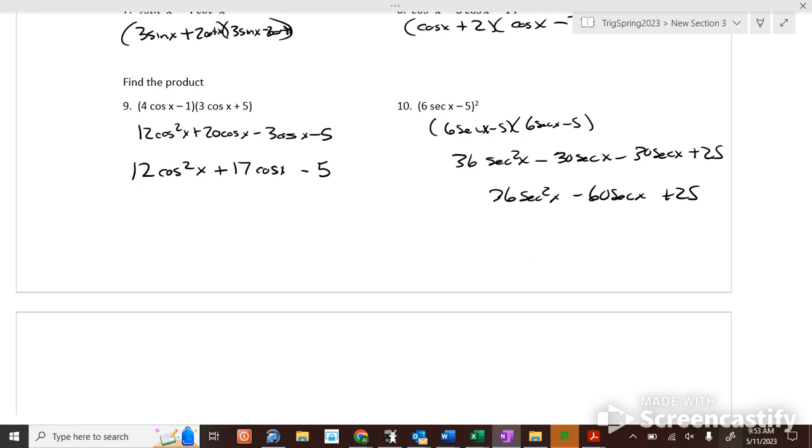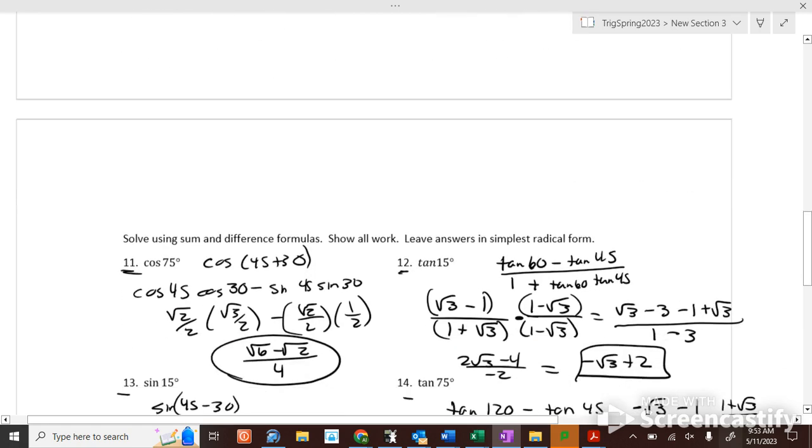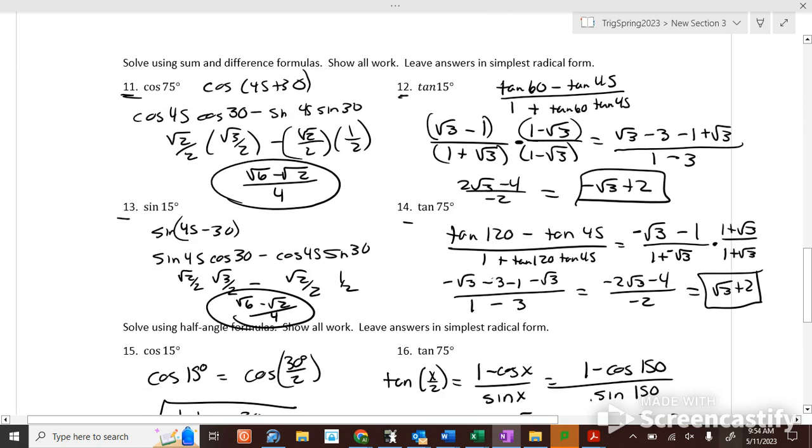Questions on any of those? Most people don't have too many questions on those. It's when we get to 11, 12 in these, then they start having questions again.